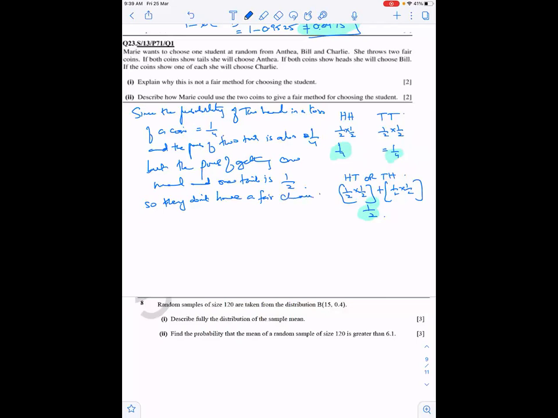Just write it in short. Although I wrote a very long answer, I could have made it much shorter. Since the probability of two heads and two tails is the same, but the probability of one head and one tail is greater, therefore the chance of getting chosen is different. Just write it short.